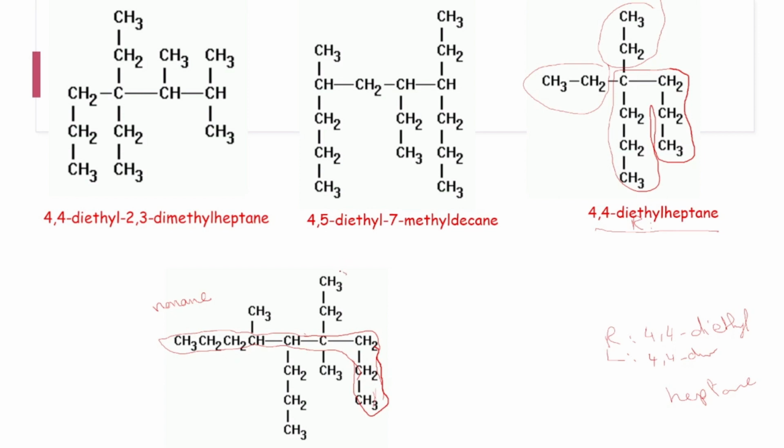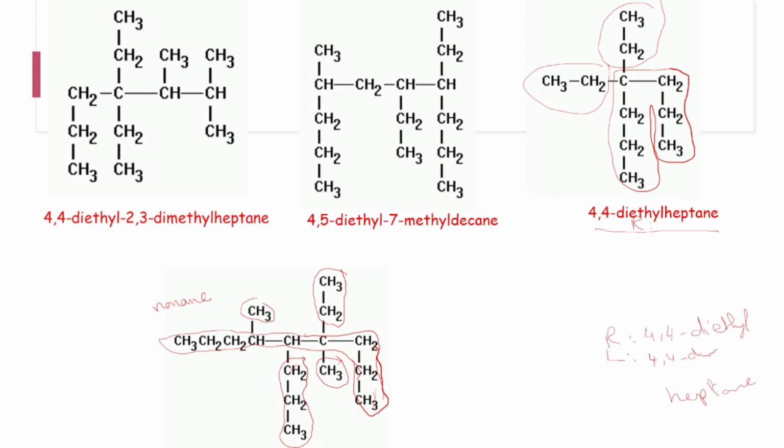This alkane has substitutions or branches which are ethyl, methyl, propyl even, and methyl. So we have 2 methyl, 1 ethyl, and 1 propyl. The next step is to check which side I should start the numbering from, so that the substitution will have the least possible number.